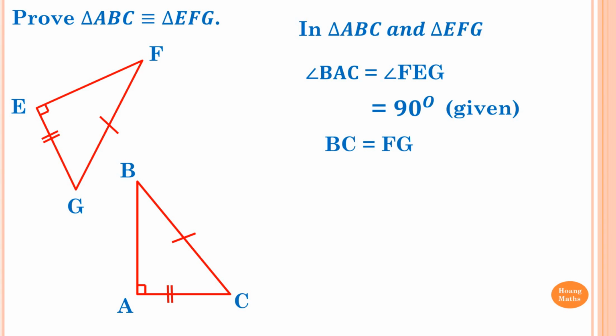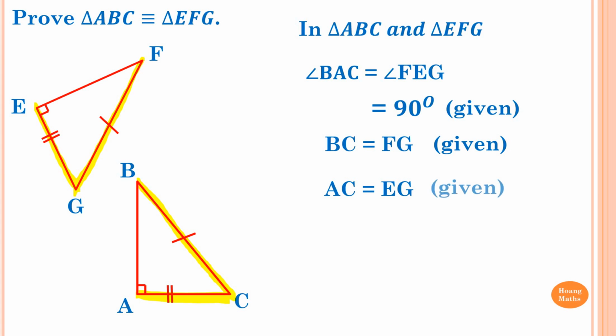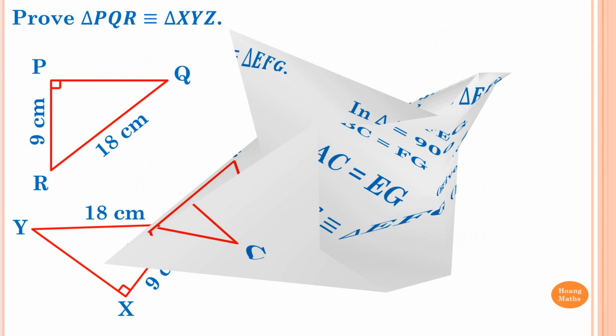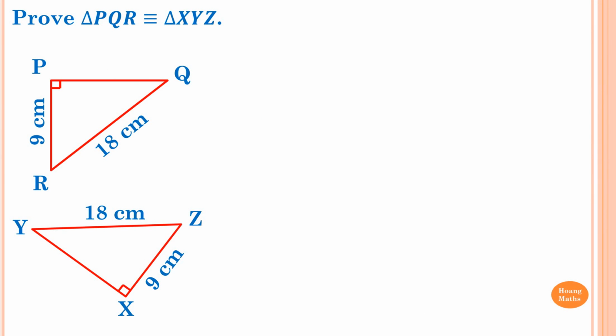So now BC is equal to FG, and it's stated on the diagrams, so it's given. And last, AC, which is AC here, is equal to EG. And again, it's stated on the diagram as well, so the reason is given. So now, therefore, triangle ABC is congruent to triangle EFG. And the reason is RHS, right-angled, hypotenuse, side. Please stop the video and try this one yourself.